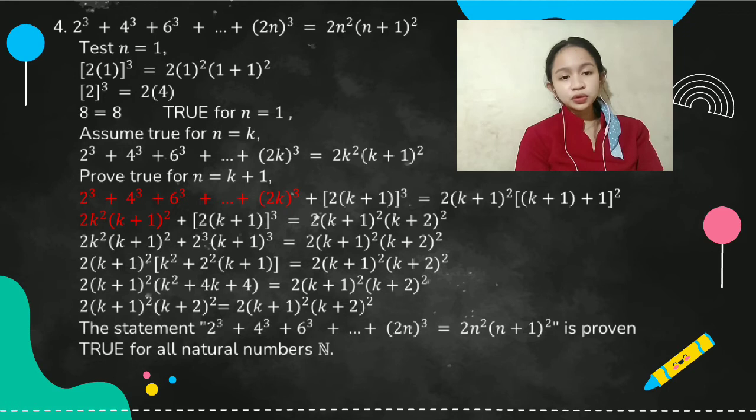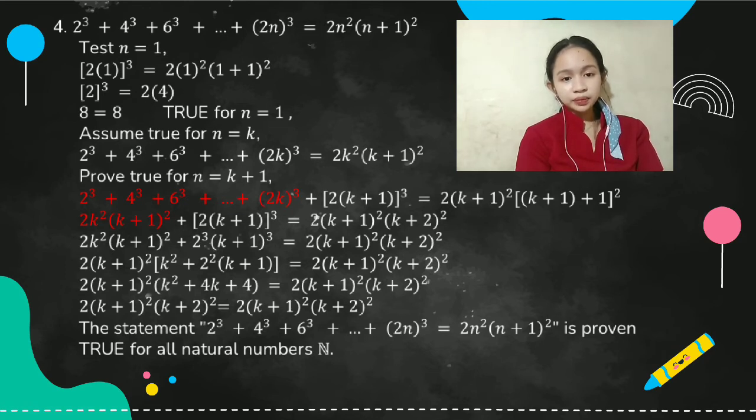Let's assume true for n equals k. So again, 2 raised to 3 plus 4 raised to 3 plus 6 raised to 3 plus dot dot dot plus the quantity of 2k raised to 3 is equal to 2k squared times the quantity of k plus 1 squared. And then let's prove true for n equals k plus 1.